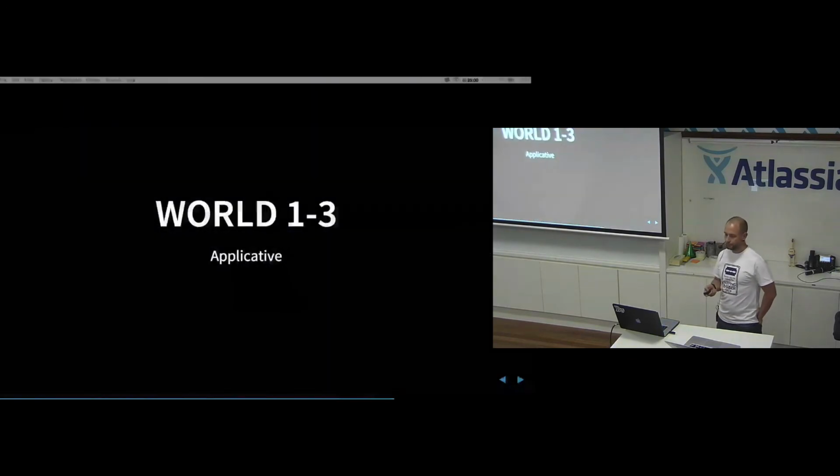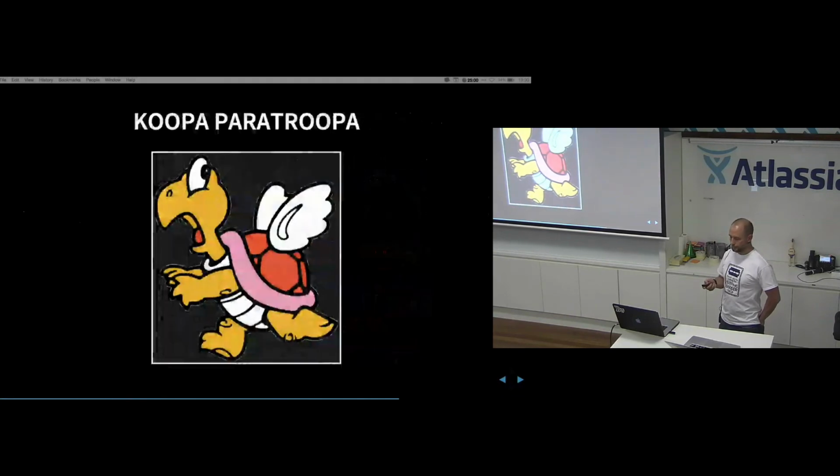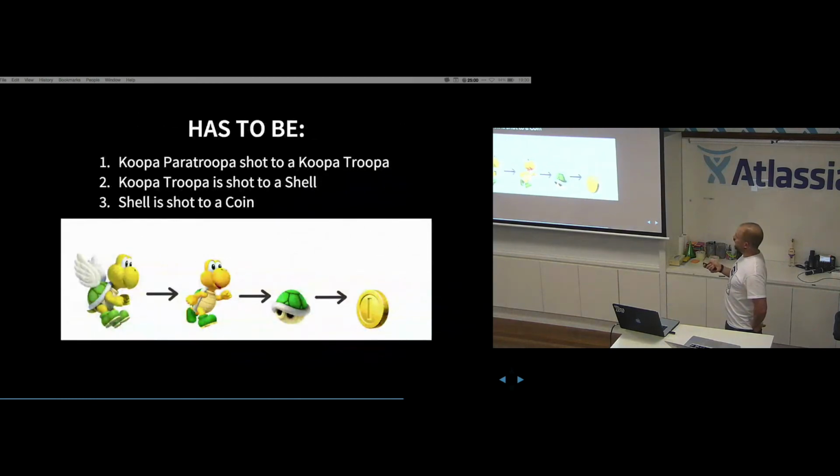Applicative. So in the Applicative world, there are these Koopa troopers. You have to stomp them, and they lose their wings. Then you stomp them again. So this is a Koopa paratrooper. You stomp him, he loses his wings. You stomp him, he turns into a shell. And you stomp him, and he turns into a coin.